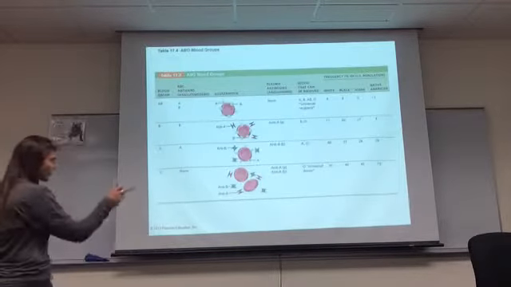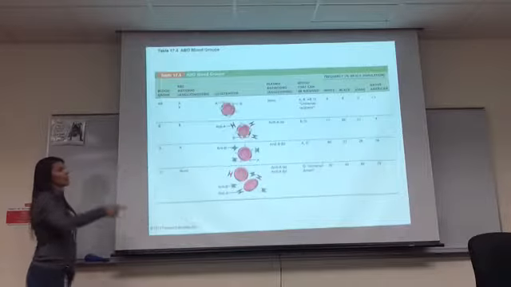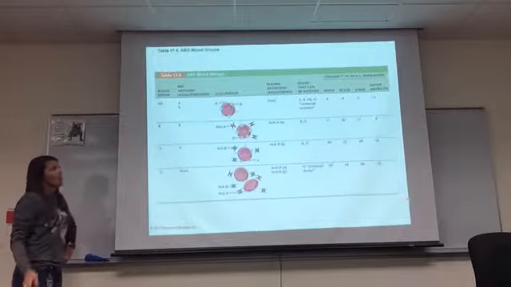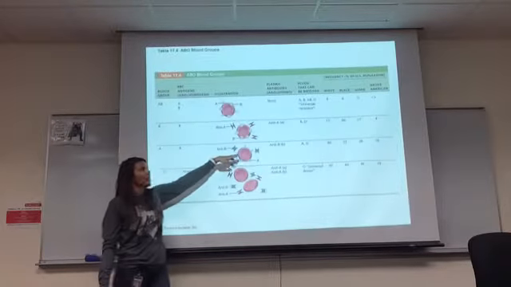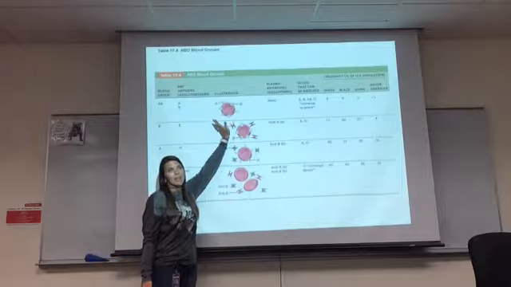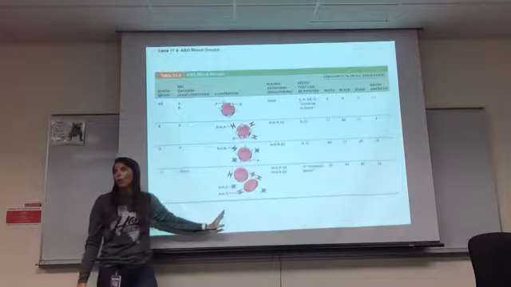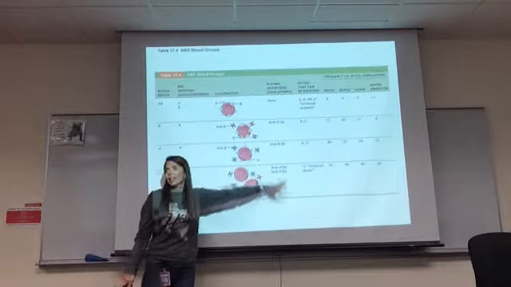Now, so O is the universal donor, AB is the universal recipient. Type A can get A blood or O blood. Type B can get B or O blood. Type AB can get any type of blood. Type O can only get O blood. And it tells you all this in this chart.